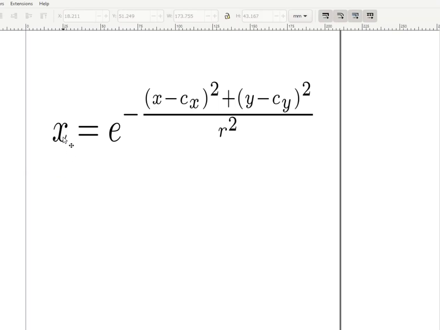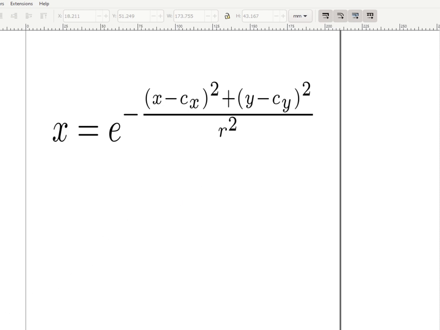So if I say make the red component equal to e raised to the negative quantity x minus the center of the circle squared plus y minus the center of the circle squared over r squared, then when I'm at the center, this will be 0. And so e raised to the 0 is 1. And that's actually the biggest it can be. As I get further away from the center, this number becomes positive here, but I'm raising e to the negative of that. So that's really like 1 over e raised to this, and that's smaller than 1.